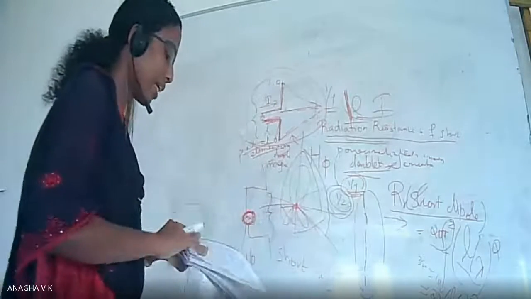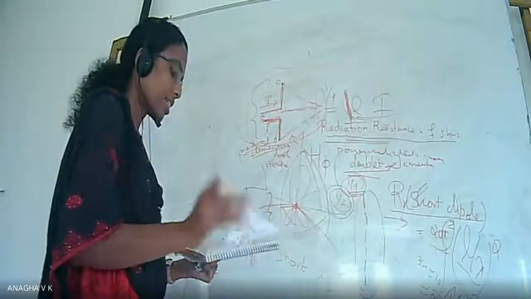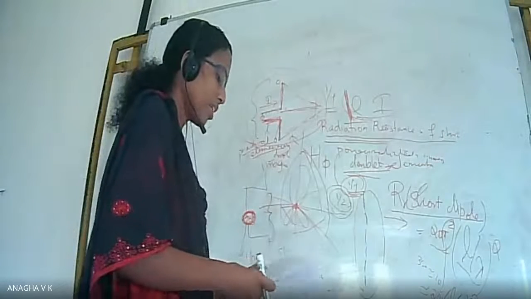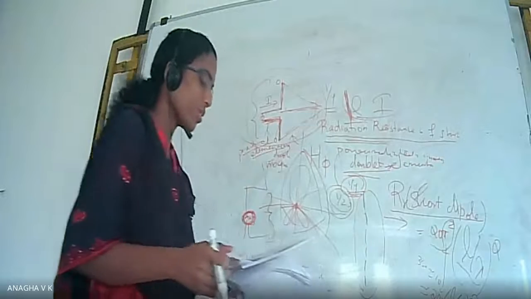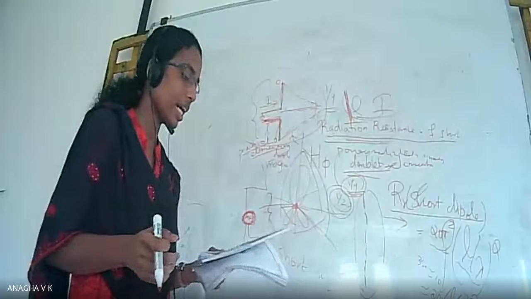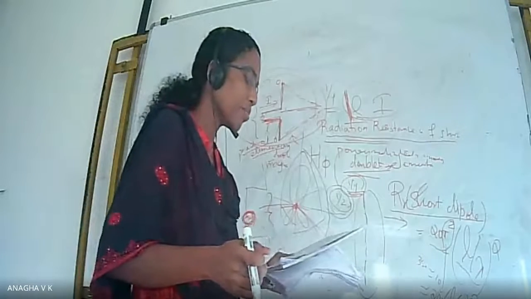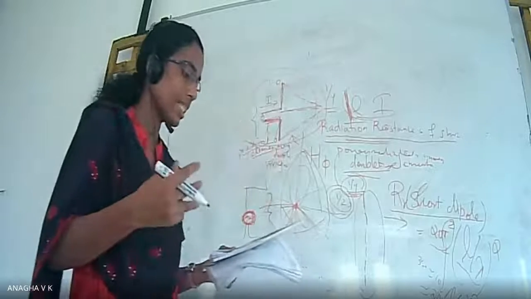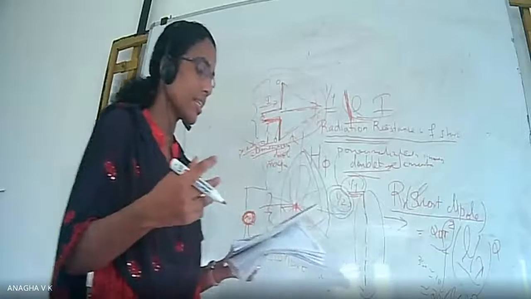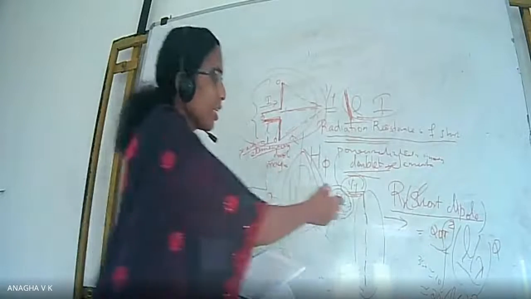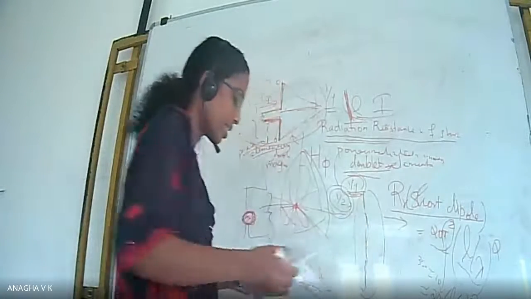So once more I will explain. So what is that? Radiation resistance of short dipole. The elementary dipole is also termed as a doublet. We can build the properties of an antenna by considering the actual antenna as the summation of a large number of such doublets in series.